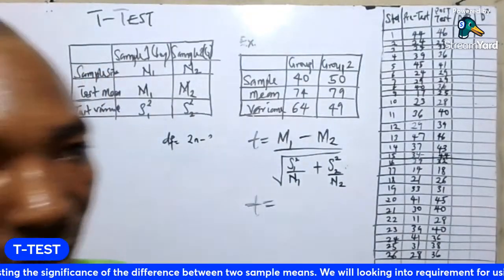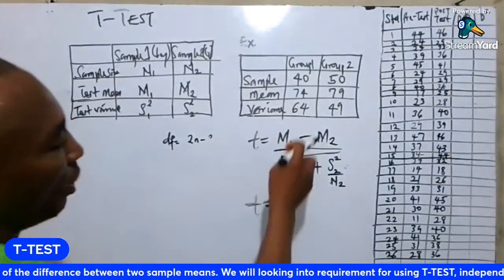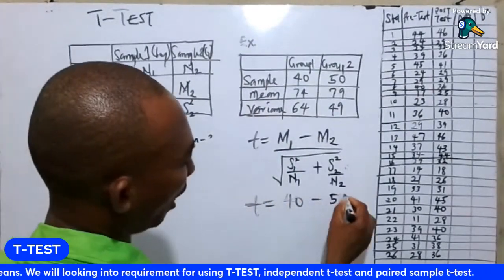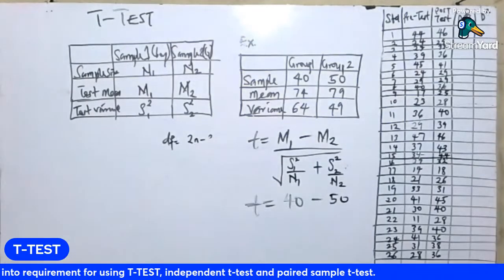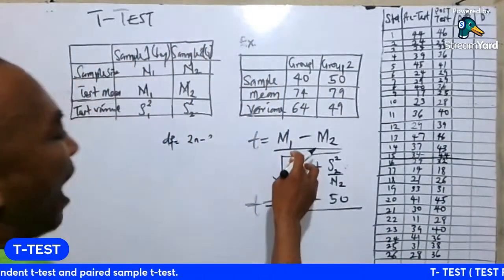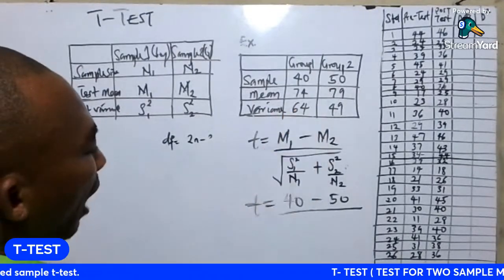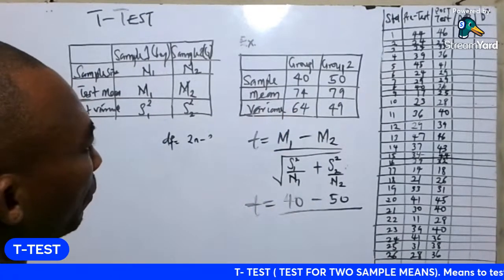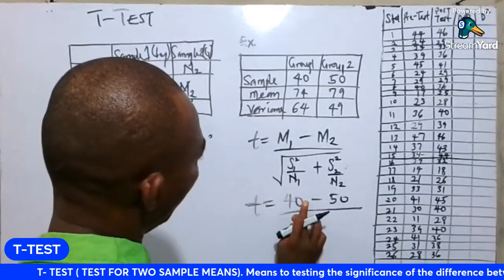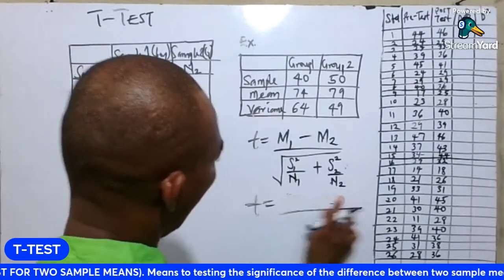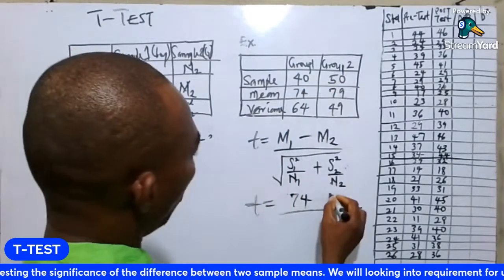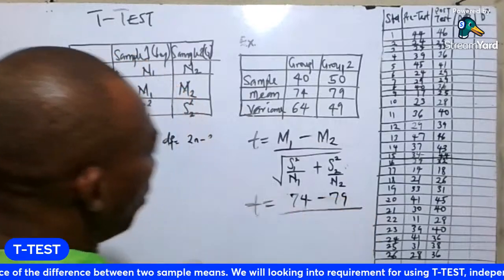So the sample for the first one is 40 minus 50, everything over the S square 1... sorry, this is the sample mean. Let's look at this now. The mean for the first one is 74, and the mean for the second one is 79. So you take this away from this.